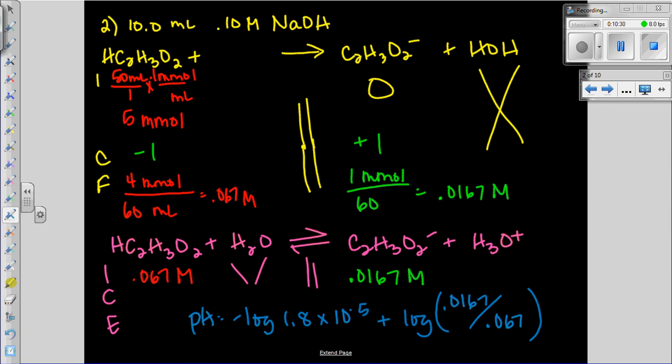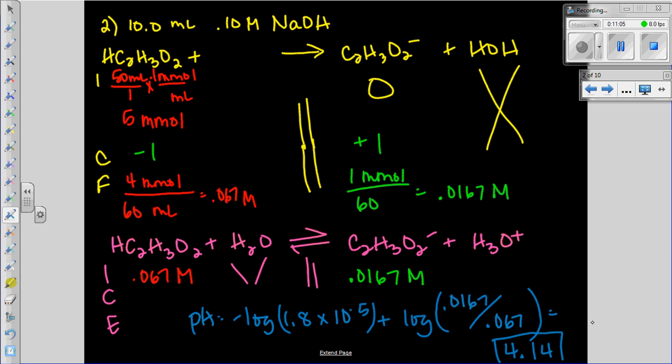So now I'm going to go ahead and do this. When I do negative log of 1.8 times 10 to the negative 5th, I get 4.87 plus the log of 0.0167 divided by 0.067, that quantity. When I do that, I get a pH of, 2 decimal places after because I started with 2 sig figs, 4.14. So that is my pH.